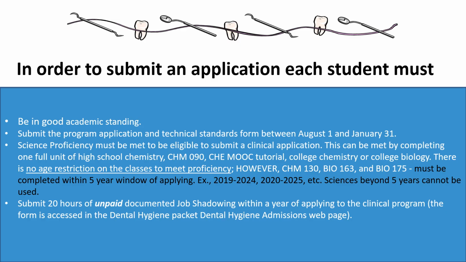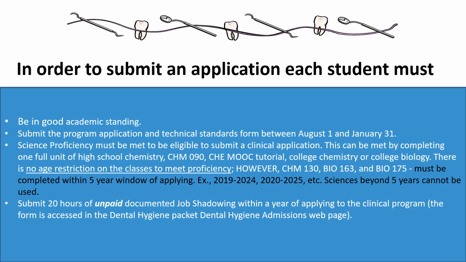In order to submit an application, each student must be in good academic standing. Submit the program application and technical standards form between August 1st and January 31st. Science proficiency must be met to be eligible to submit a clinical application. This can be met by completing 1 full unit of high school chemistry, Chemistry 090 or 094, Chem MOOC tutorial, college chemistry, or college biology. There is no age restriction on the classes to meet proficiency.